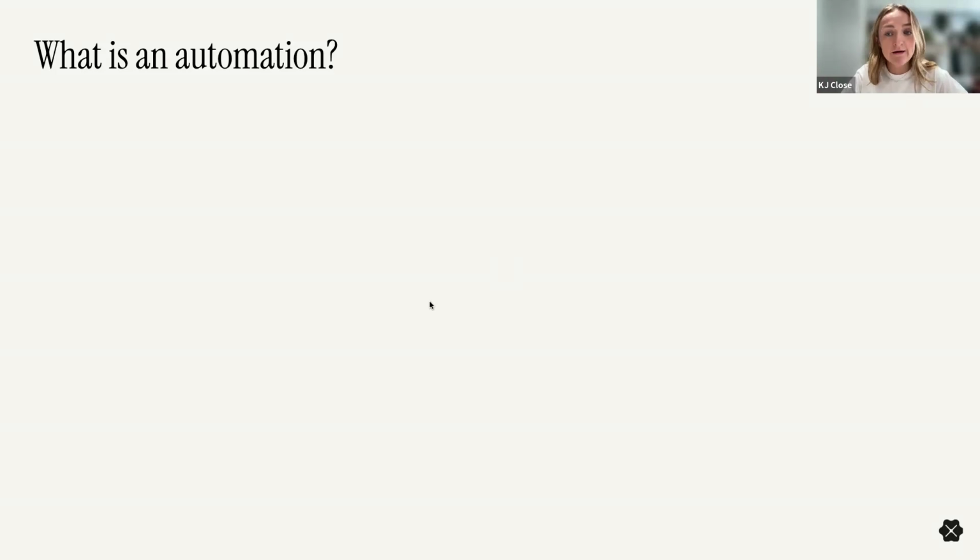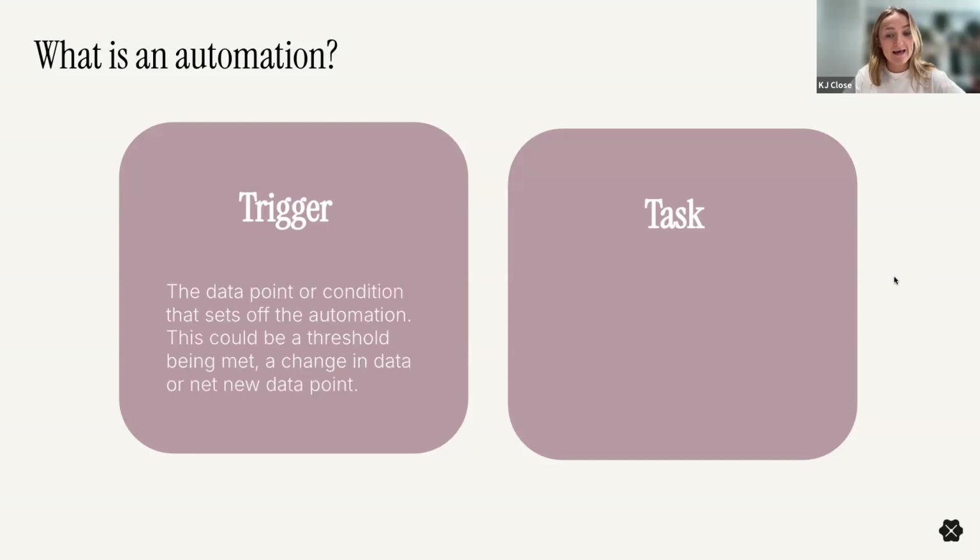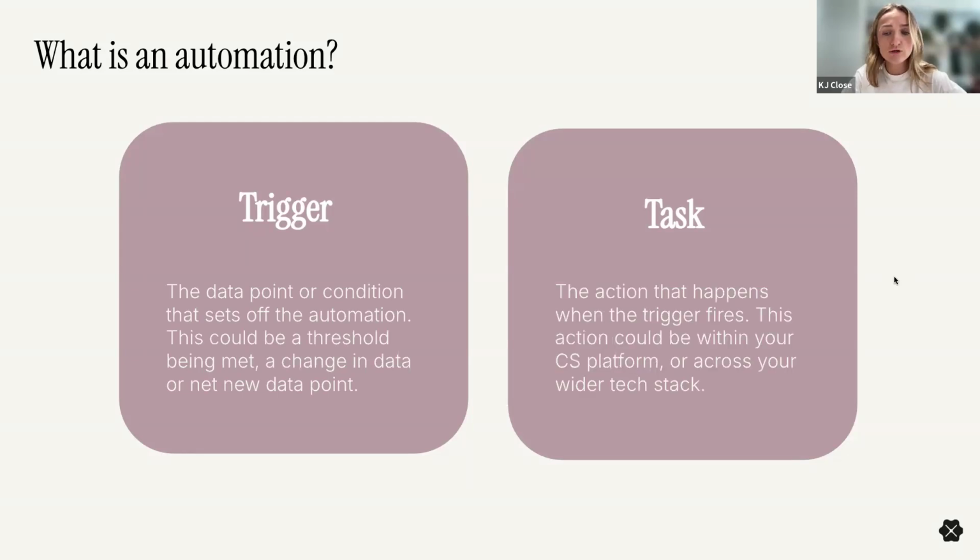Put really simply, they're an automatic trigger and a following task. So you basically choose a set of criteria or a trigger, and if that criteria exists, then an action happens automatically. So for example, when a customer in your digital segment is 120 days from renewal with a green health score, that's your trigger. Then send an automated email to them, reminding them that their renewal is coming up. That's a task.